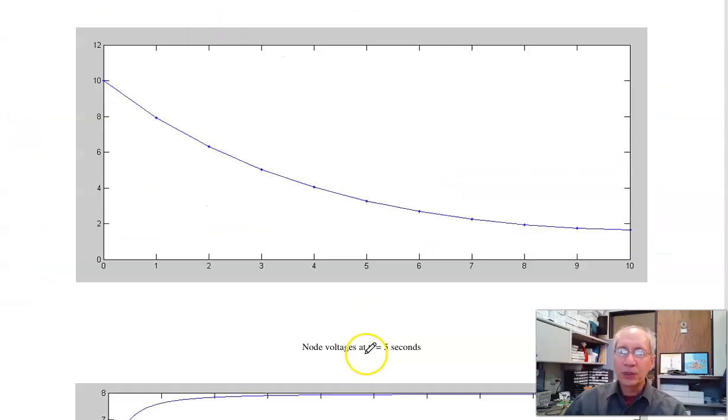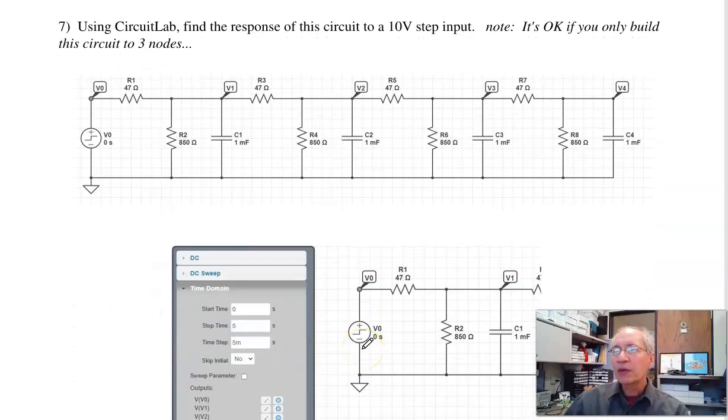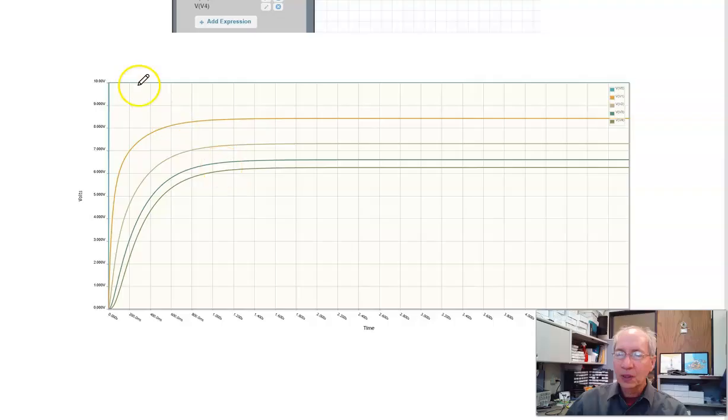Okay, so that was the first couple of problems. If I check in CircuitLab, rebuild the circuit, do a time simulation, that's what it looks like. Here I only used 4 nodes. If you did 10 nodes, it would be the same. For this homework set, 3 nodes is good enough. Kind of get the idea.